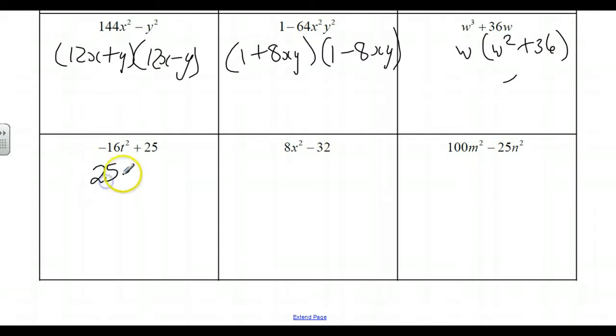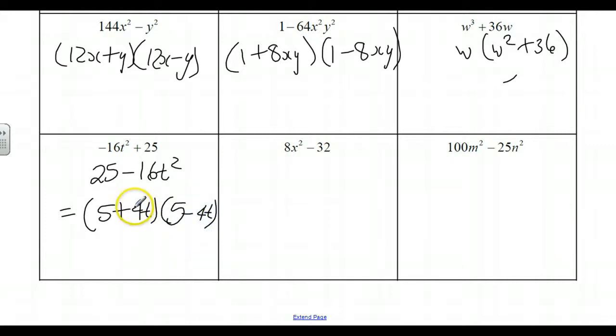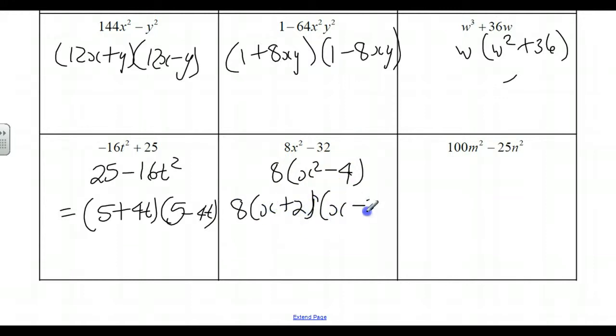Let's rewrite this. 25 minus 16t squared, 5 plus 4t, 5 minus 4t, which, 5 times that's 25, minus 20t plus 20t is gone, minus 16t squared, yup. Let's factor out an 8, gives me x squared minus 4. This is a perfect square difference of squares, so it's 8, x plus 2, x minus 2. Square root, yep. So 10m plus 5n.